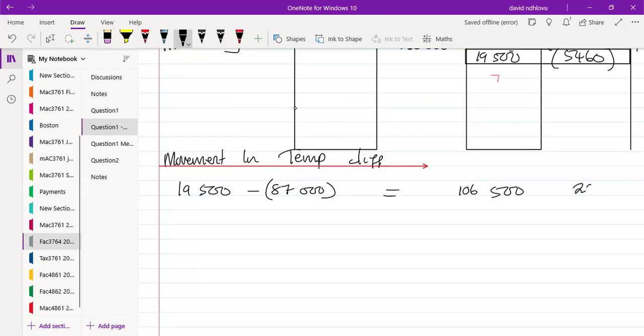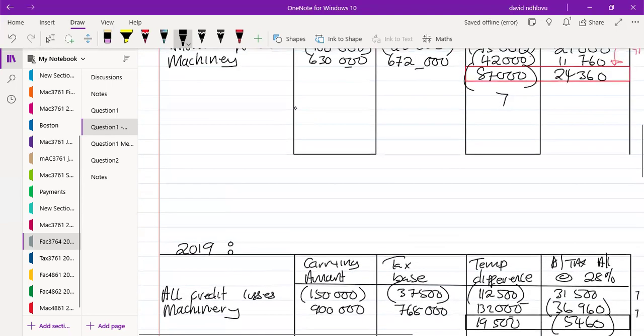This is going to give me 29,820, which is a negative amount. Now, this is my movement in temporary differences. This is my movement in deferred tax. The movement in deferred tax, I can take it from saying I had deferred tax of 24,360.